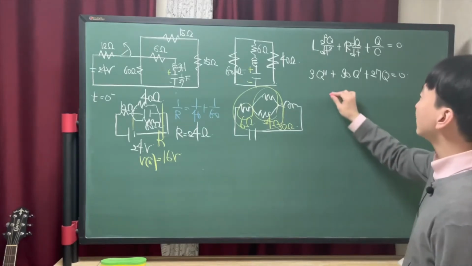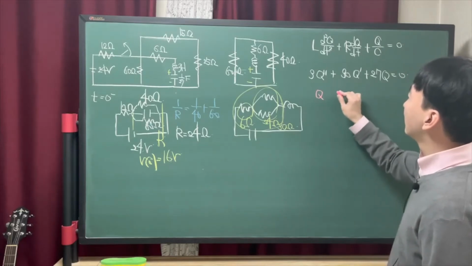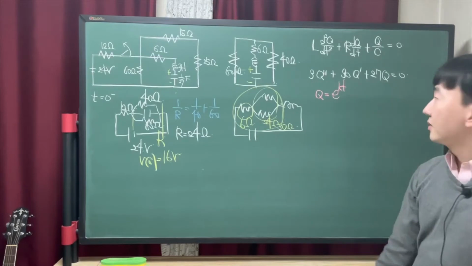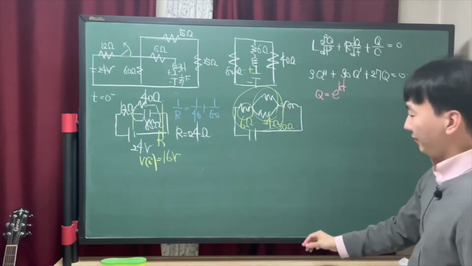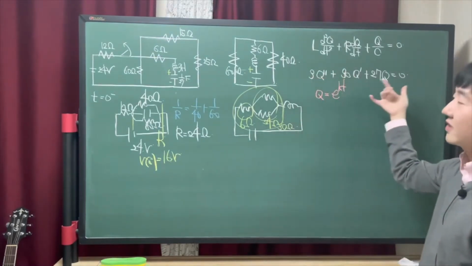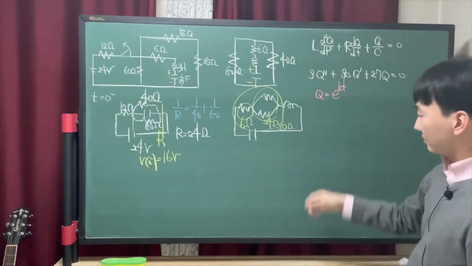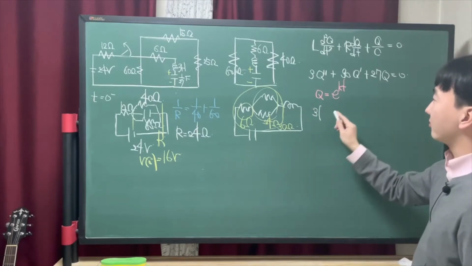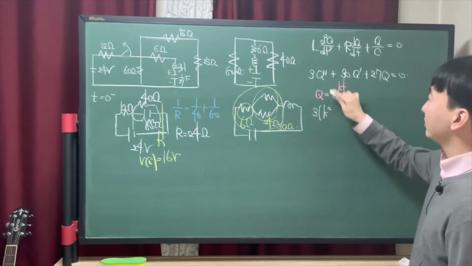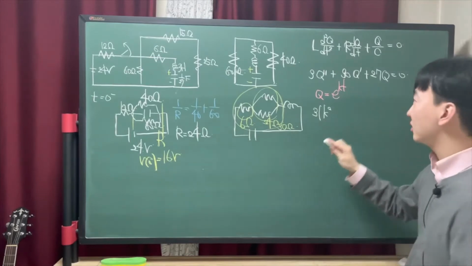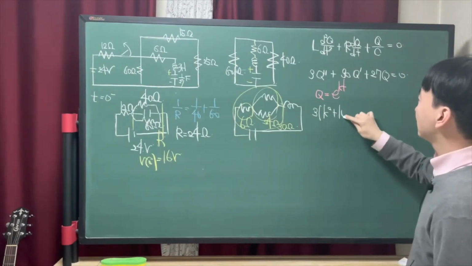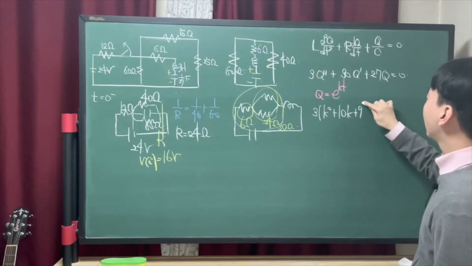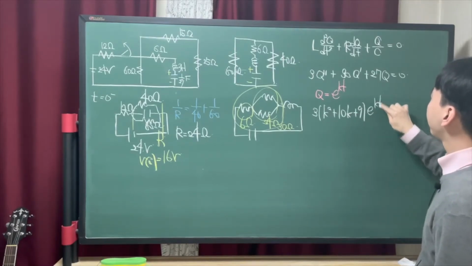We can solve this differential equation using Laplace transform or a trial solution, but I will solve it using a trial solution. Let Q be e to the kt. Then dividing by 3, or factoring out 3, this is k squared because it is differentiated twice, and this is 10k, and this will give you 9 e to the kt equals 0.